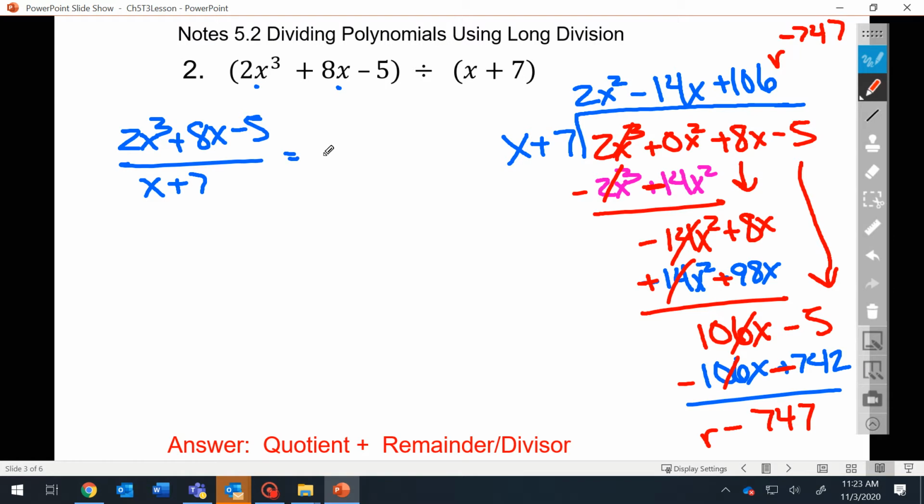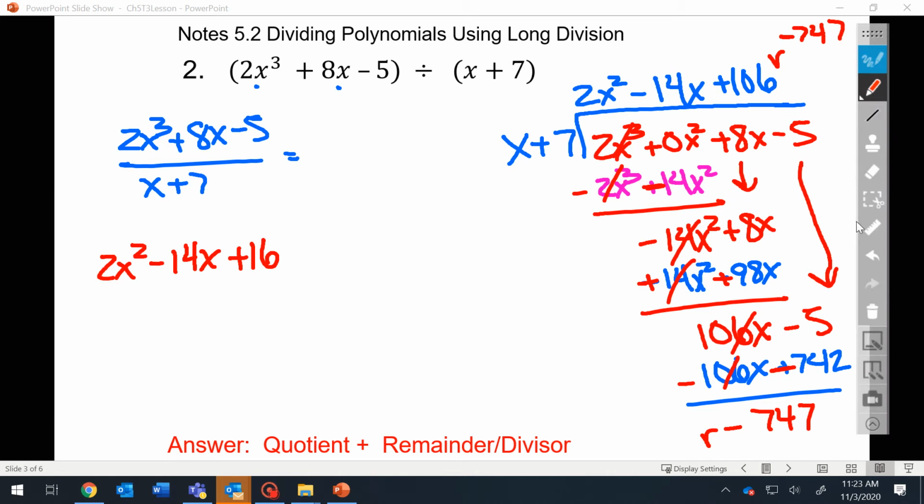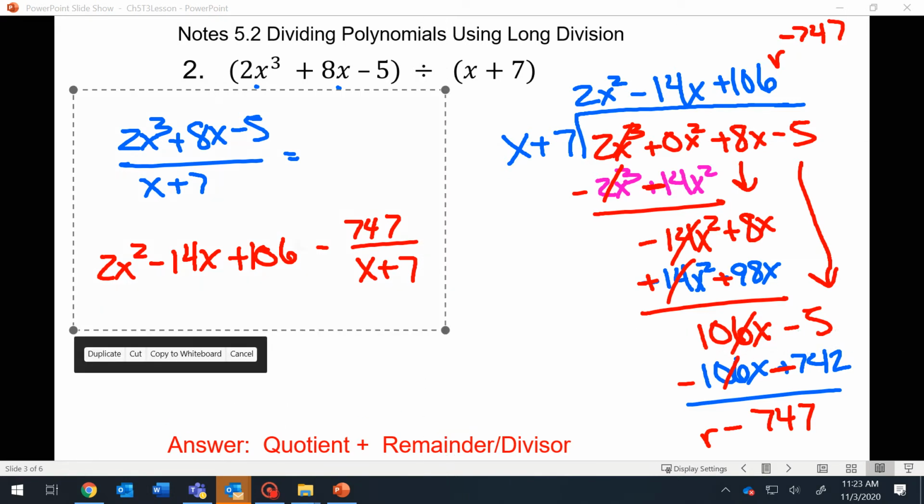So what we get is 2x squared minus 14x plus 106 minus 747 over x plus 7. All right, so this is looking a little bit weird to me, so I do want to check this because these numbers are pretty big, so I do want to make sure that I've done this correctly.